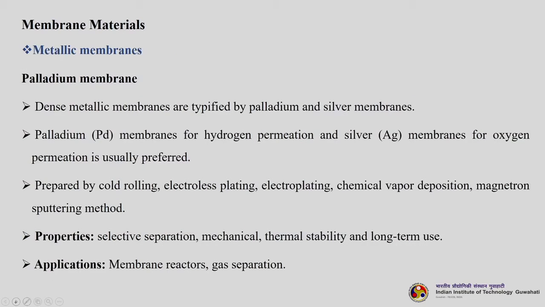Now, metallic membranes, again mainly palladium membranes. Dense metallic membranes are typified by palladium or silver membranes. Palladium membranes are for hydrogen permeation and silver membranes for oxygen permeation, because permeability inside these membrane materials is very high, so usually they are preferred. They are prepared by cold rolling, electroless plating, electroplating, CVD, which is chemical vapor deposition, then magnetron sputtering, etc. There are various methods to prepare them. They are highly selective, their mechanical and thermal stability is good, and we can use them for a long term. So, the life is actually longer, with applications in membrane reactors and gas separations.